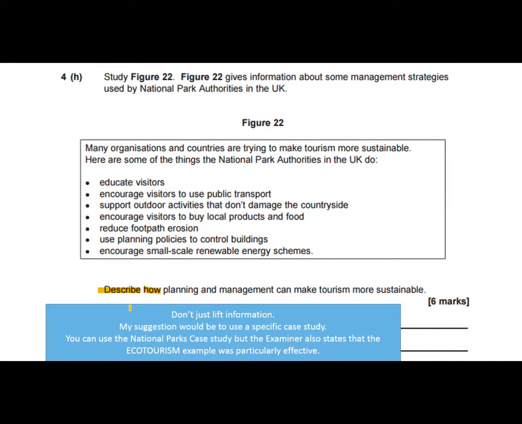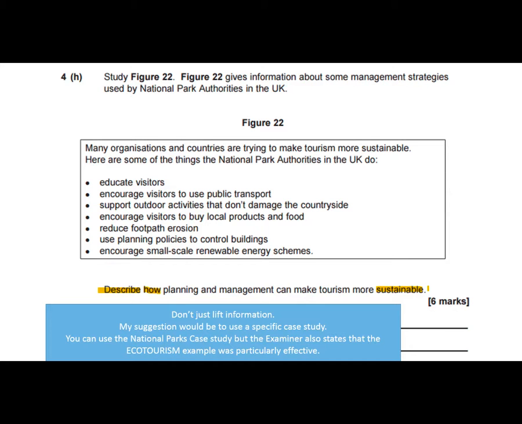You don't need to go to a point where you fully explain, but you need to kind of say what it's doing. You need to talk about planning and management and how that makes tourism more sustainable. So that means making sure that it doesn't damage the environment or doesn't damage what's there for future generations to enjoy the level of what we have at the moment. For this question specifically, the examiner got quite frustrated and annoyed about the fact that people just lifted information and expected to get marks for it.